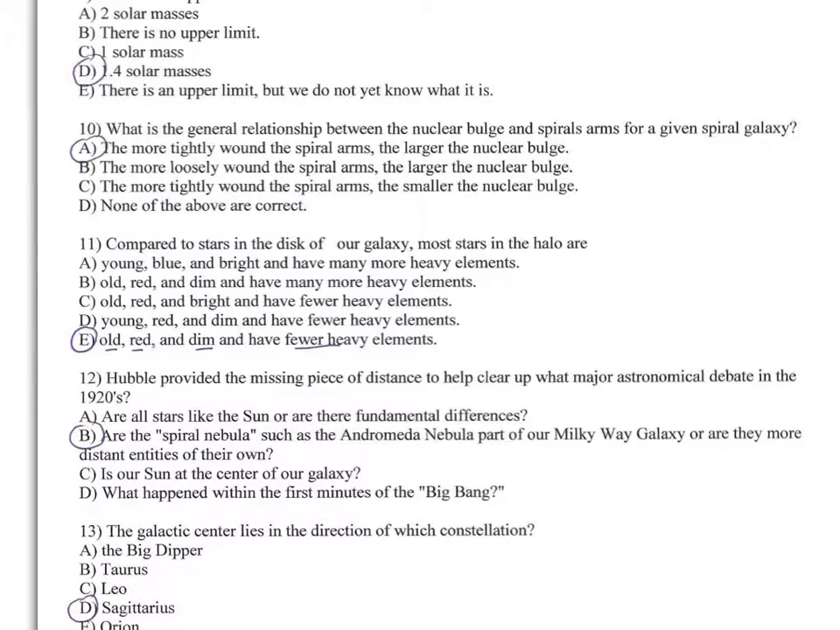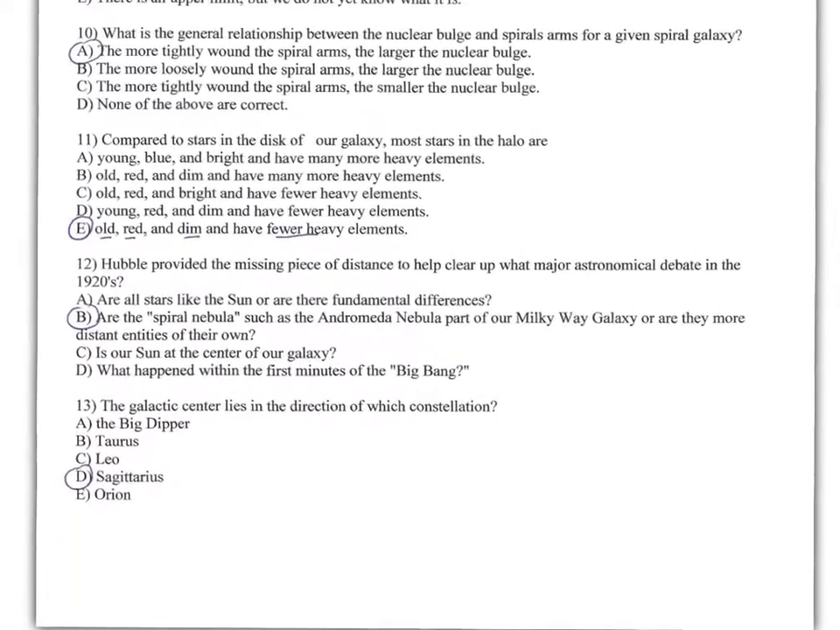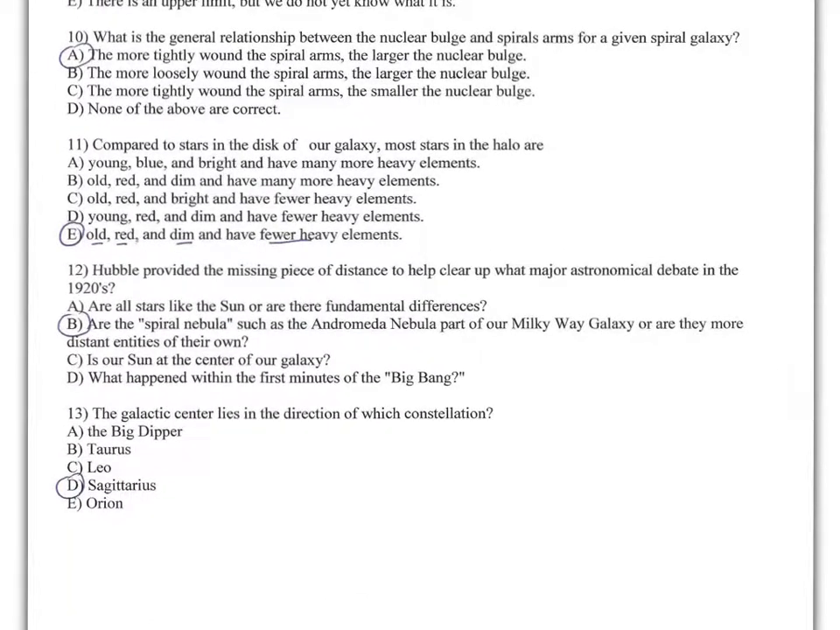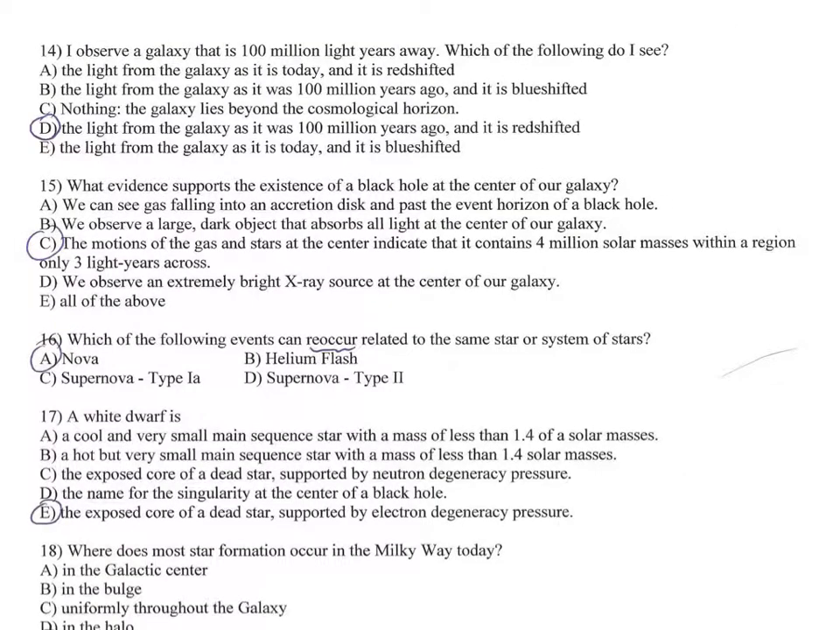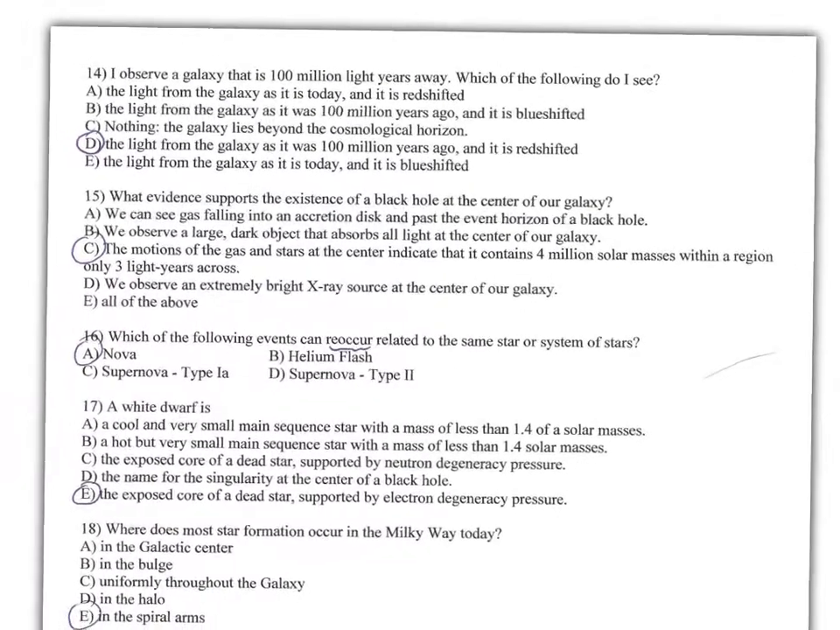Question 12, Hubble actually provided the missing piece of distance to the Andromeda Nebula or the Andromeda Galaxy to solve an important concept in kind of how our universe is set up in 1920s. So B is the best answer there. Question 13, the galactic center lies in the direction of the constellation Sagittarius A. That's why they call it Sagittarius A. I love it when things make sense.